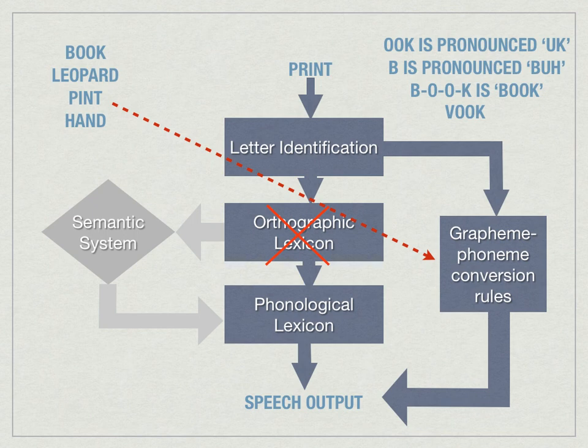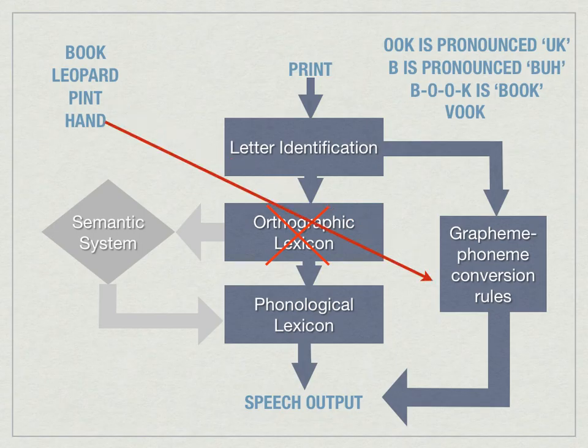So the regularization of pint: if you have damage to the orthographic lexicon and you cannot find that word inside your orthographic lexicon because the lexicon is damaged, if you then relied on grapheme to phoneme conversion rules, you would say pint, and we call that a regularization error. Finally, hand is not in the orthographic lexicon if it's severely damaged, but grapheme to phoneme conversion rules will correctly pronounce H-A-N-D as hand.